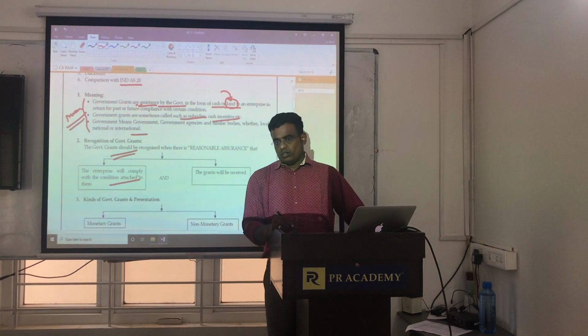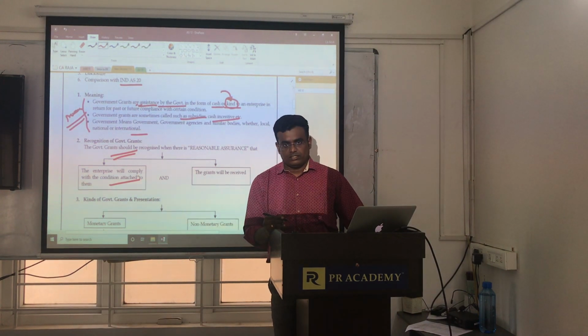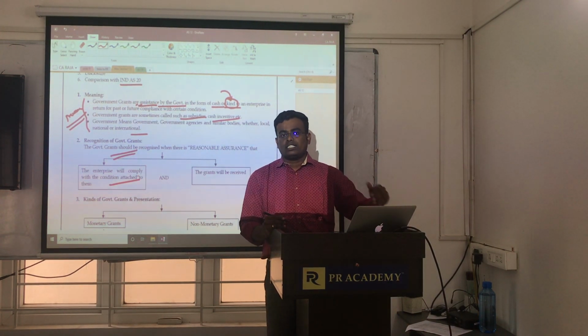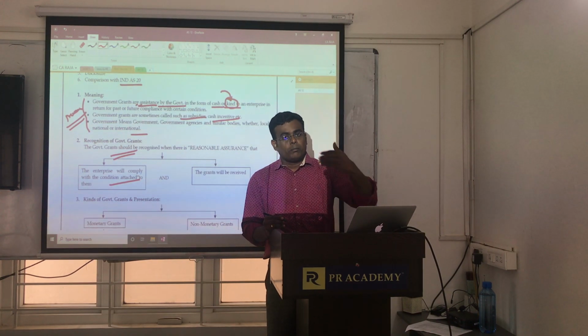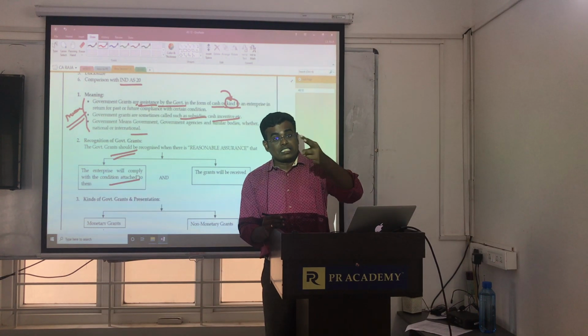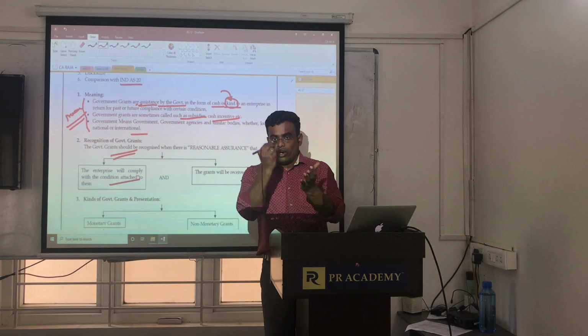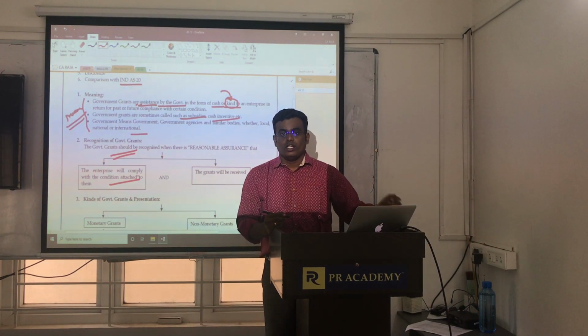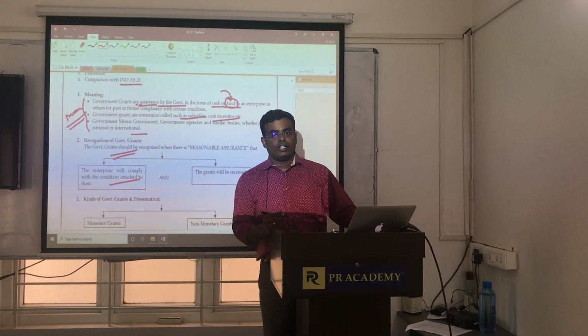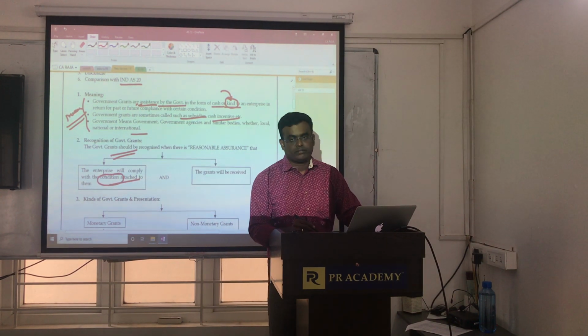Also, every government grant will be attached with certain conditions. Even in the motorcycle example I gave, you can buy a motorcycle and get 50% of the amount from the government. But for the next 3 years, you are not supposed to sell that motorcycle to anybody. In your RC itself, the restriction will be affixed so that you can't sell that motorcycle to anybody for a period of 3 years. That is nothing but a condition.